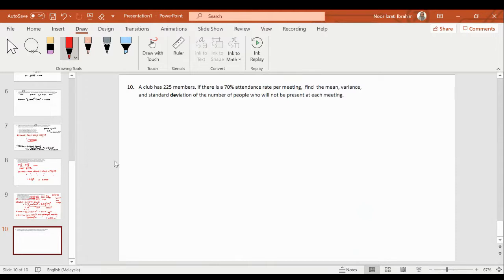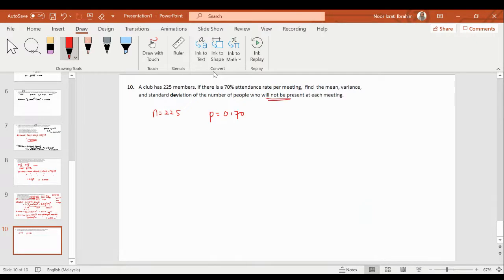Question 10. A club has 225 members. If there is a 70% attendance rate per meeting, find the mean, variance, and standard deviation of the number of people who will not be present at each of the meeting. So the club has 225 members, so N equals 225, and 70% attendance rate per meeting. So attend is 70% means P equals 0.70.